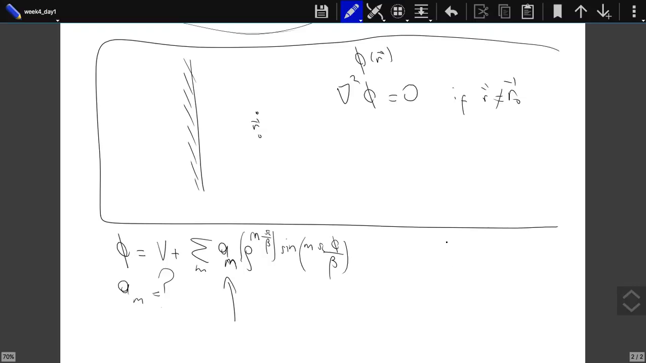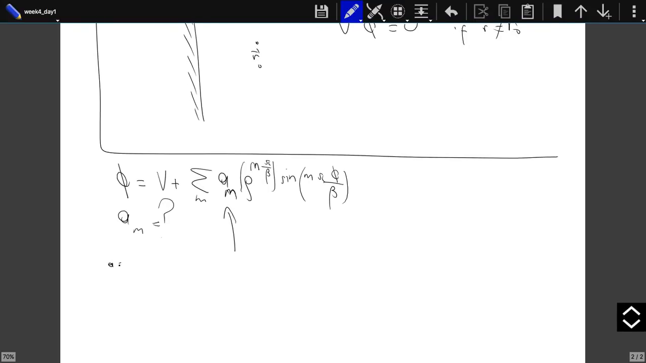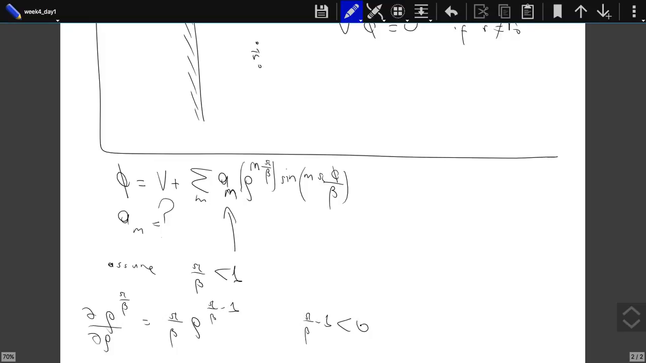Because, you see, assume pi over beta is less than 1. And for rho to the power pi over beta, you will need to take the rho derivative, which will be pi over beta multiplied by rho to the power pi over beta minus 1. But pi over beta minus 1 is less than 0. That's why it diverges. Well, this derivative, you see, if you take the gradient of phi, this is del phi by del rho in the rho hat direction plus all the other terms. So this term diverges.